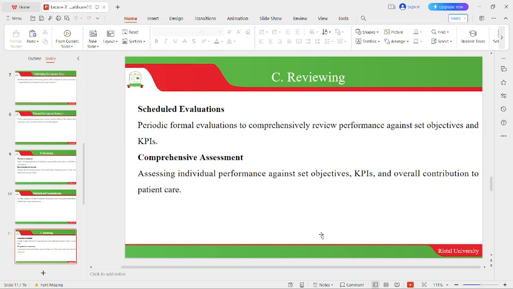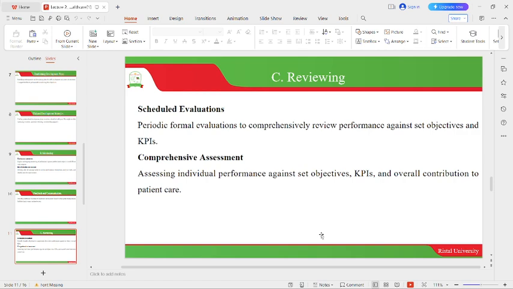So you need to assess individual performance against set objectives. Okay. You can look at a doctor, how he is performing. You go to the nurse, how she or he is performing, the midwife, the lab technician, and of course, don't forget the support staff, how they are performing. All these contribute to the overall well-being of the patient. So it is an individual responsibility.